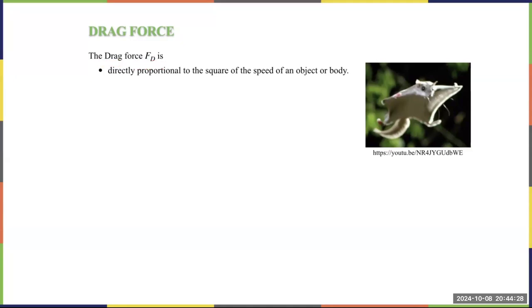This drag force is opposite to the direction of the motion, similar to the friction force, which is opposite to the direction of motion. But the drag force is directly proportional to the square of the speed of the body. So how fast is it moving? Higher the speed, higher the drag force. And it also depends on the cross-section area of the object. The larger the cross-section area, the larger the drag force. To create a larger drag force, you need to have a larger surface area.